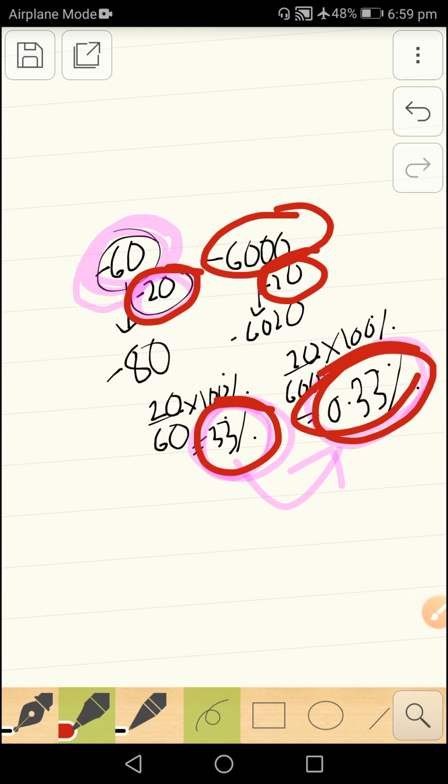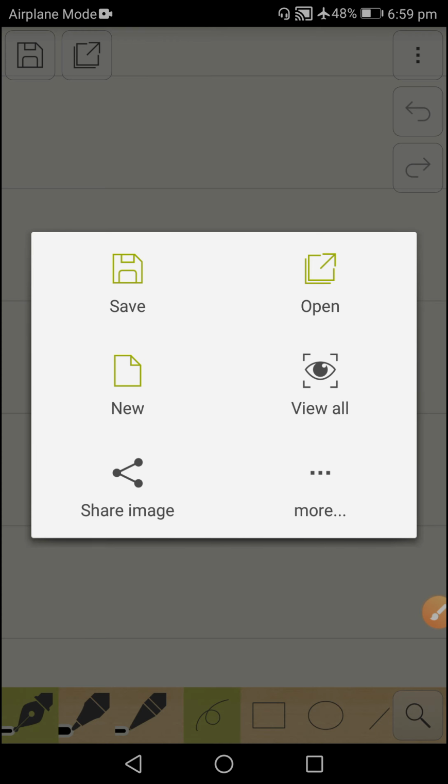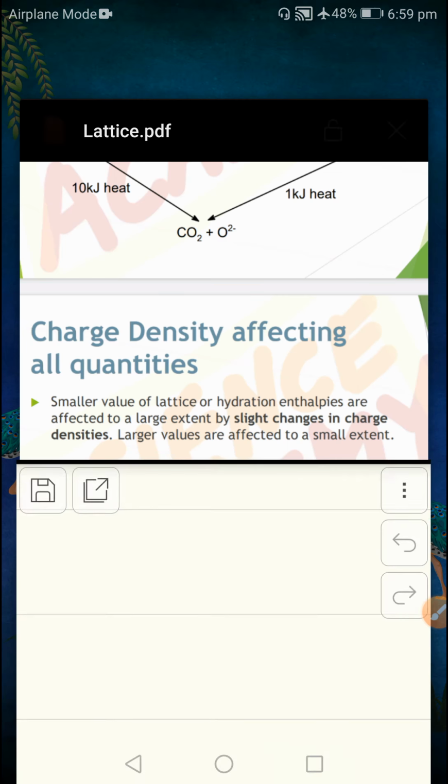Okay, look, here it's a 33% change, and here it's a 0.33% change. Okay, so bigger value of lattice or hydration means they are less affected or affected to a very small extent, and a smaller value of lattice or a smaller value of hydration, like in this case, means they will be affected to a large extent by any kind of change. Okay, so now let's go back to our slide.